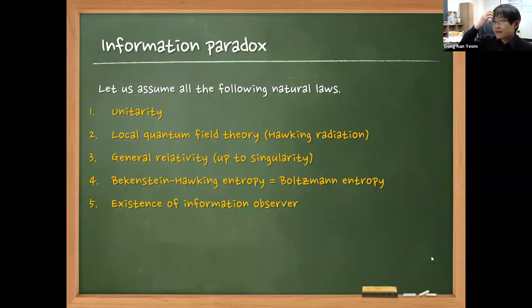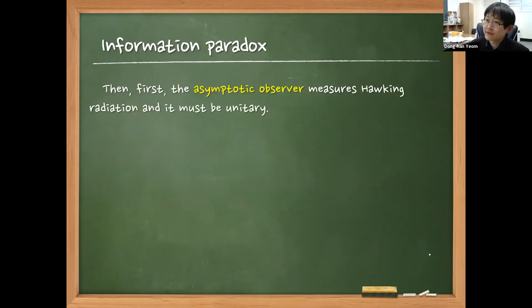So let's go into more detail. Let's assume all the following natural, well-established laws: unitarity, local quantum field theory for the asymptotic observers, and general relativity for the infalling observer. And the Bekenstein-Hawking entropy is the Boltzmann entropy. And there is an observer who can read information and distinguish information from the Hawking radiation. If we assume all these assumptions, then what is the paradox? First, the asymptotic observer measures Hawking radiation, and it must be unitary. If the star collapsed, then from the Hawking radiation, one can distinguish the information of the collapsed matter. So it must be unitary and information is preserved.